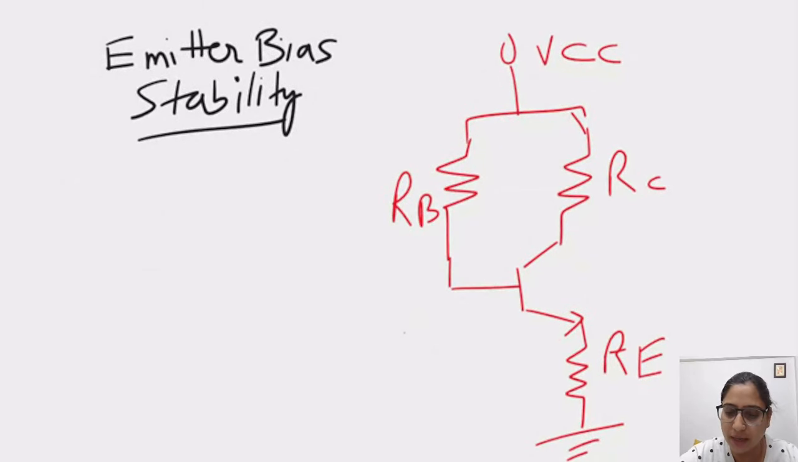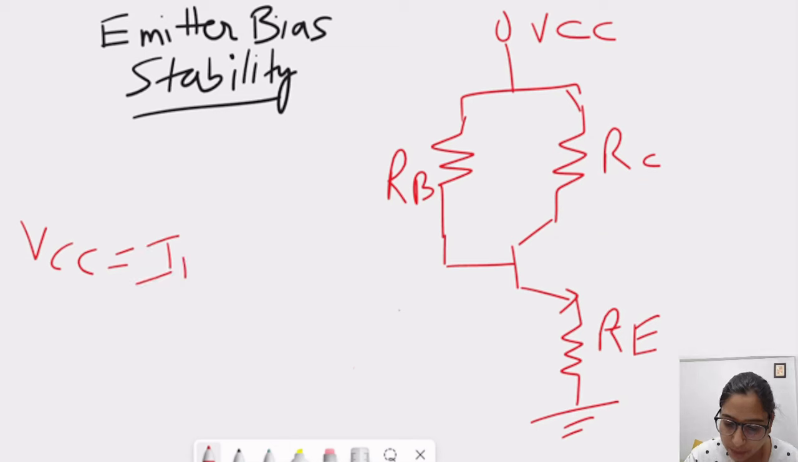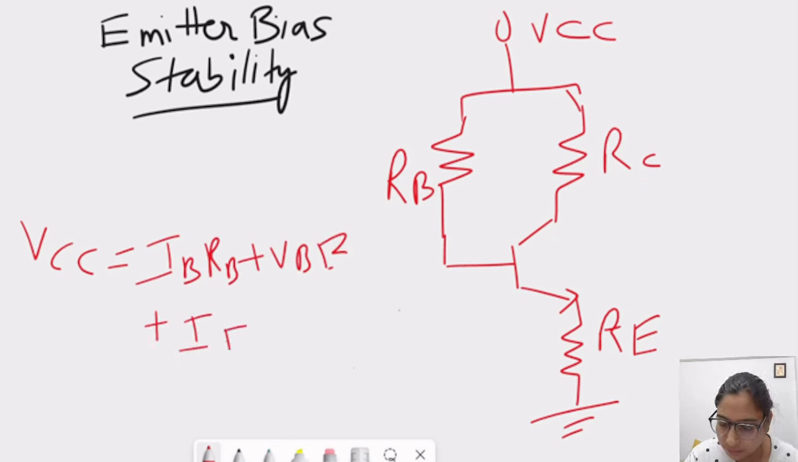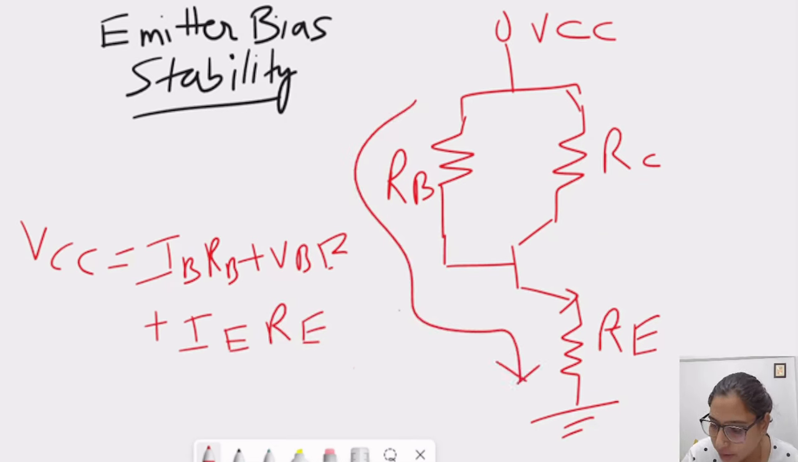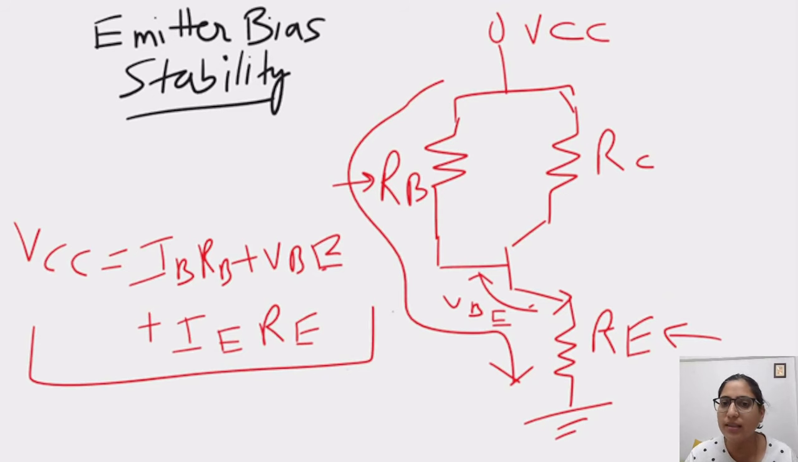So this is the circuit of emitter bias. Now we will discuss the stability factor. We will apply KVL in the circuit. According to KVL, VCC is nothing but IBRB plus VBE plus IERE. We are applying KVL in the input loop. This voltage drop is VBE, here the voltage drop is IBRB, and here the voltage drop is IERE. So considering the input loop, the basic equation is VCC equal to IBRB plus VBE plus IERE. Now we will solve this equation to find the stability factor.